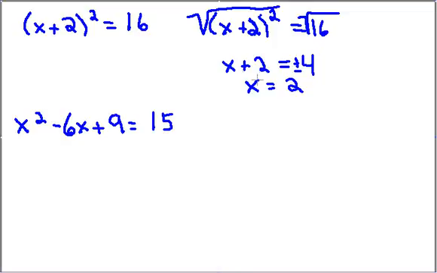So I solved it for x plus 2 equals 4 and found out that x was equal to 2. Well, what about x plus 2 equaling minus 4? What would our value for x be there?